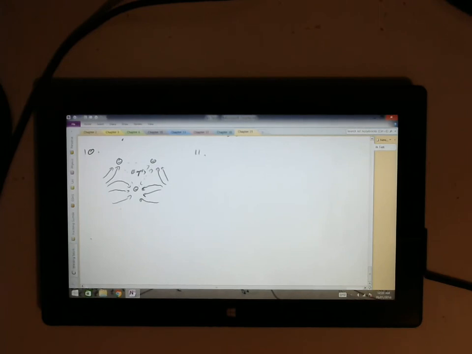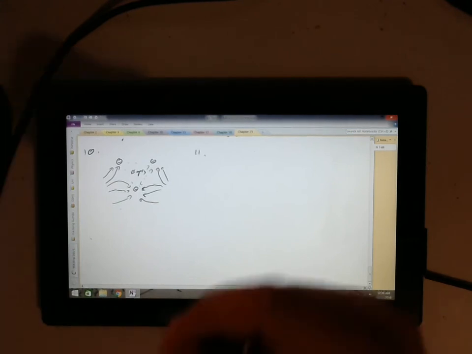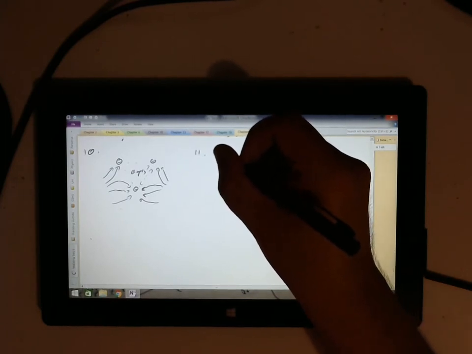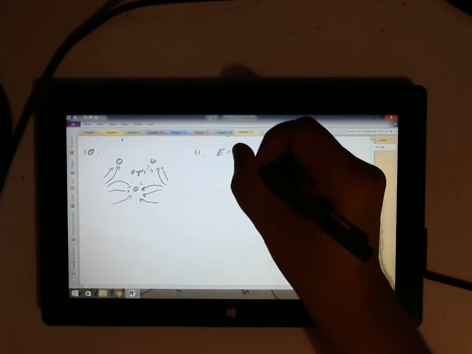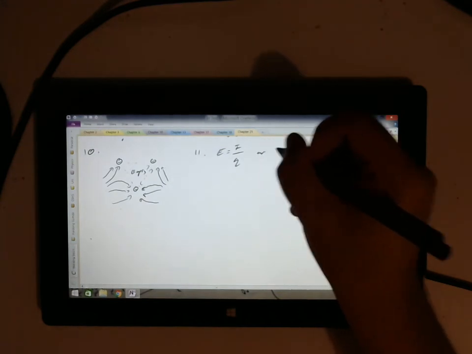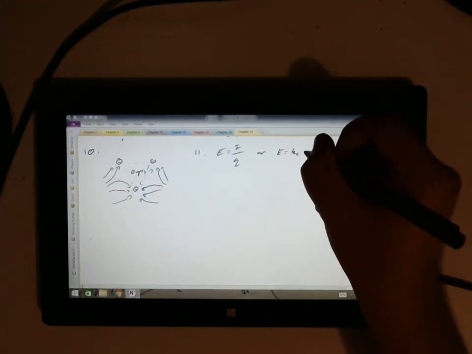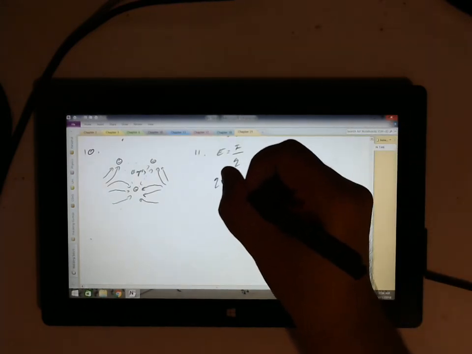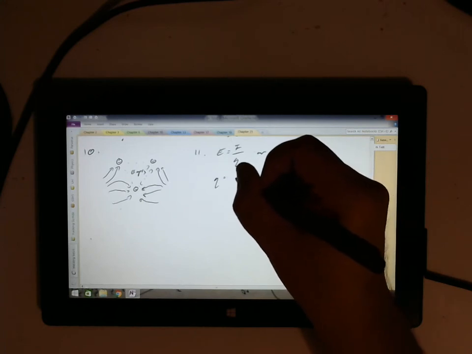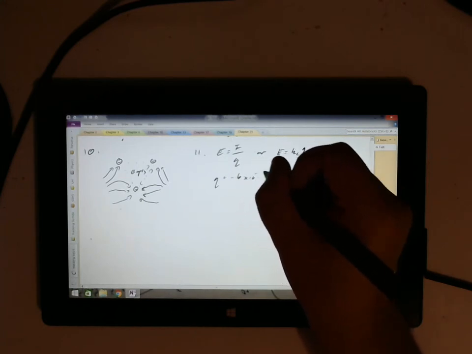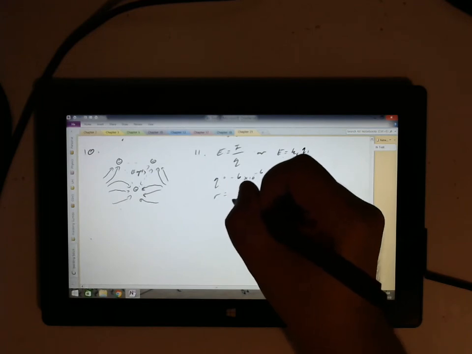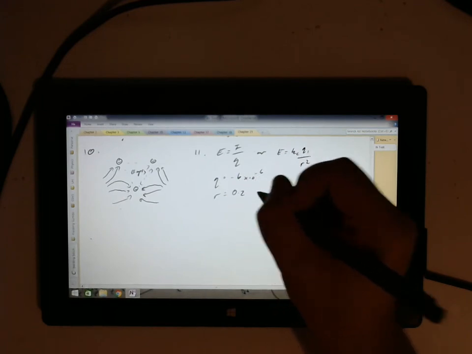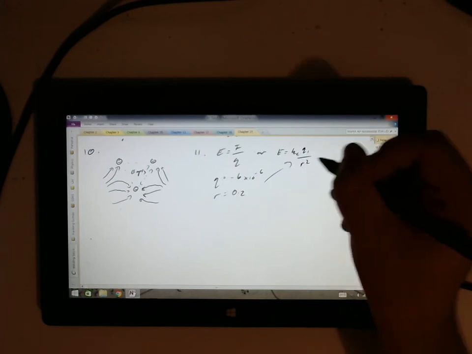What is the electric field strength 0.2 meters from a point charge of minus 0.6 microcoulombs in both magnitude and direction? Okay, so let's look at our field equation. So we have two field equations. Electric field is either equal to force over charge, or electric field is equal to kQ over r squared. We have a charge, Q equals negative 6 times 10 to the negative 6, and our distance is equal to 0.2 meters. So we can see we're going to be using this equation here.